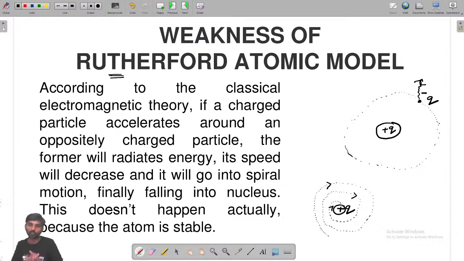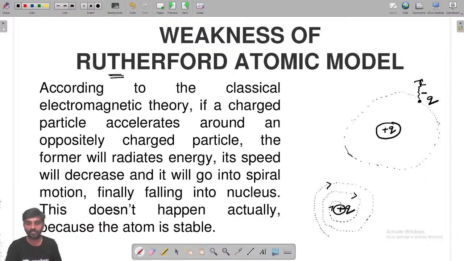If the electron is falling into the nucleus, what happens, sir? There is no atom at all. There is no electron at all. There is no electricity at all. This world is not existing. So because of that, this is wrong.